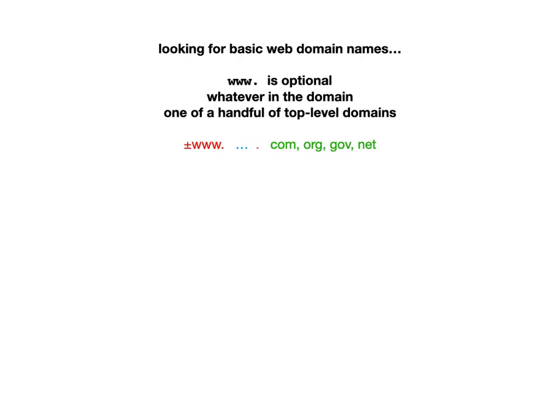Whatever the domain name is, we don't know that. In fact, we don't care. We're trying to get all the ones that exist, right? And then there's a handful of top-level domains that are useful, right? So these are the coms, the orgs, the govs, the nets, that kind of stuff. So, given all that, how do we construct this regex? Open.